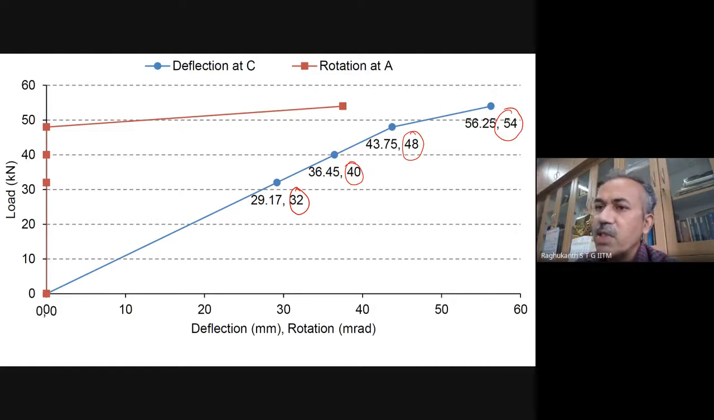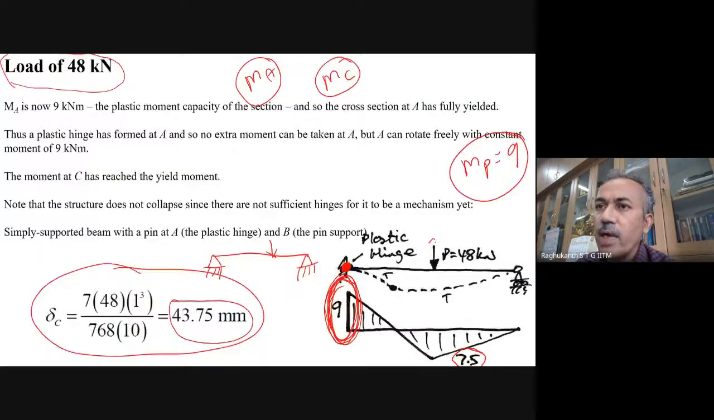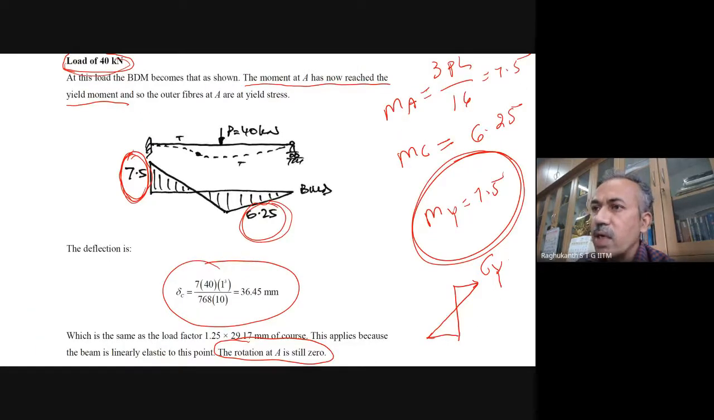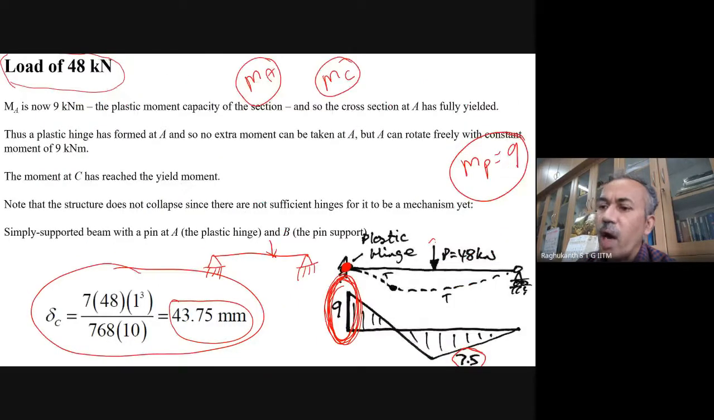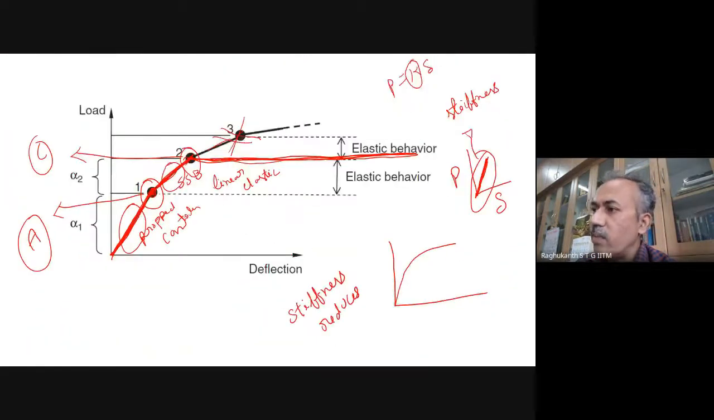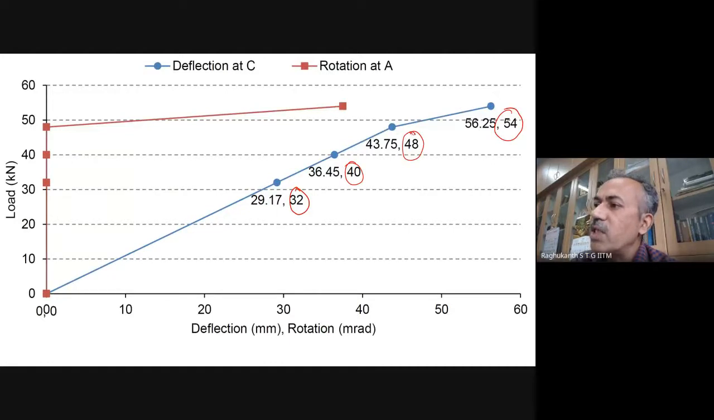So now our first hinge, at which point has it started? At 40 kilonewtons, it is still 7.5. At 48, you see the hinge has formed. So this is where the first hinge has formed, at A, and this is the place where the second hinge has formed. These are the points plotted in the load versus deflection. At 32 the deflection is 29.17, and for rotation, up to 48 kilonewtons the rotation at A was 0, and suddenly after 48 you will see a huge change.